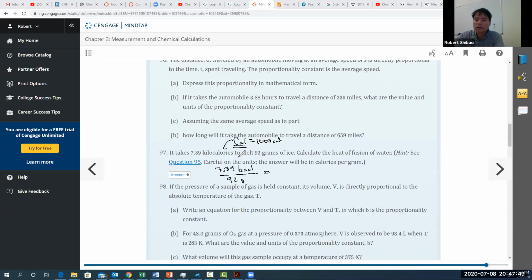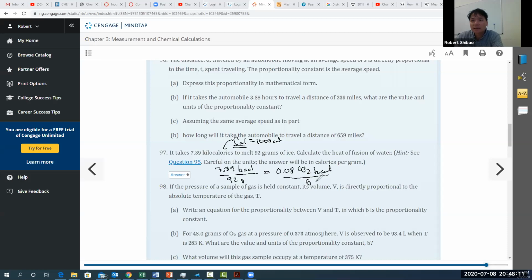And then we're going to get this. It's going to come out to 0.0803. How many sig figs am I allowed? Looks like two, but let's go with three here. Four, maybe 3.2 kilocalories per 1 gram. Let me do that per 1 gram.